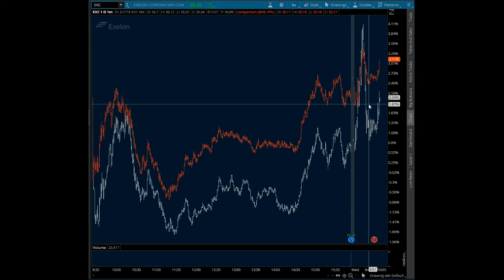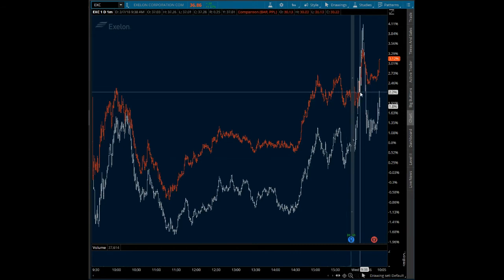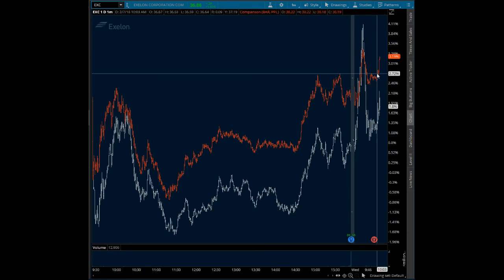Or vice versa, I could have taken off the PPL and left the EXC trade running. So what am I talking about? My students will know that as the order flow unfolds, and you get confirmation of your idea, then when you have two sides to a trade, you can manage that trade so much more effectively.